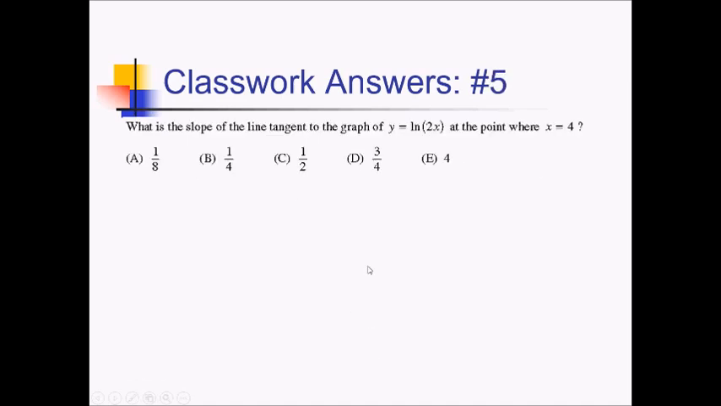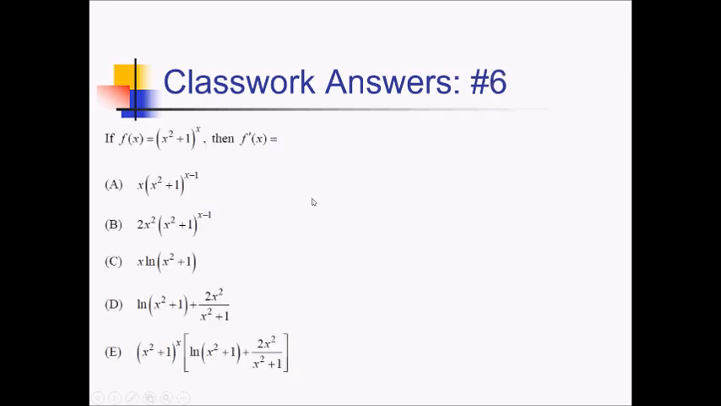For this one, they want to know the slope of the line tangent to the graph of ln of 2x, where x equals 4. So we just need to take the derivative of this function and plug in 4. Derivative of this, we're going to have 1 over 2x times a tail of 2. So that ends up being 1 over x. And just plugging 4 into that, we end up with 1 over 4. So that's choice B.